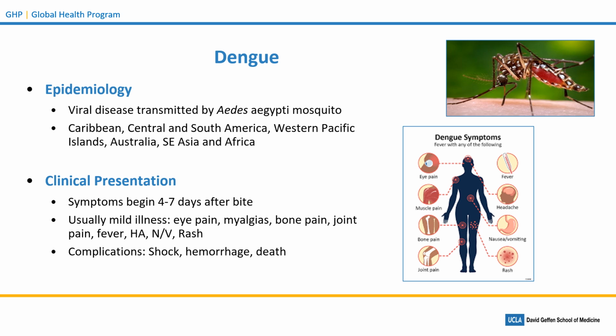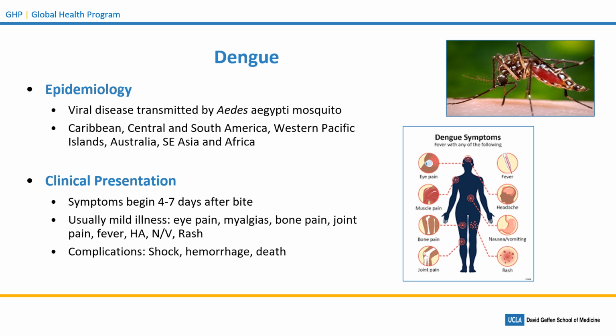Now we'll turn to dengue. This is also a viral disease which is transmitted by mosquitoes and is present in parts of the Caribbean, Central and South America, the Western Pacific Islands, Australia, Southeast Asia, and Africa, and now, interestingly, California.